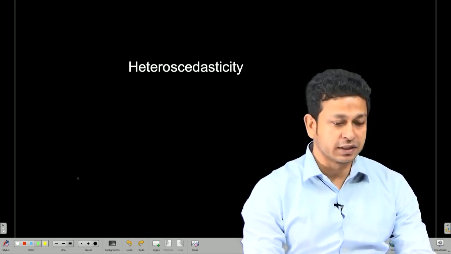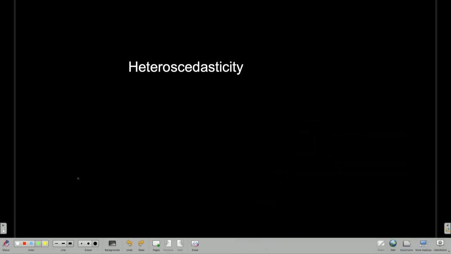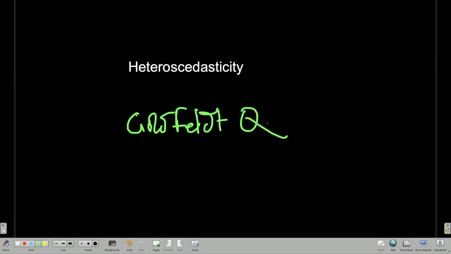The first test that we perform is called the Goldfeld Quandt test or GQ test. Goldfeld Quandt, Q-U-A-N-D-T, Goldfeld Quandt test. So this test is somewhat restrictive. It assumes that the error term is distributed with the values of x.